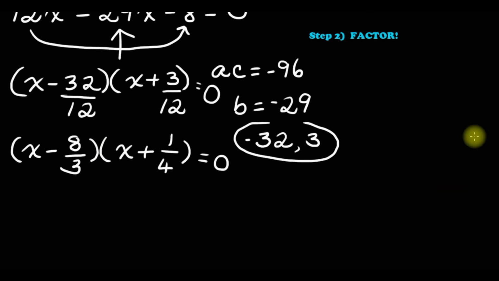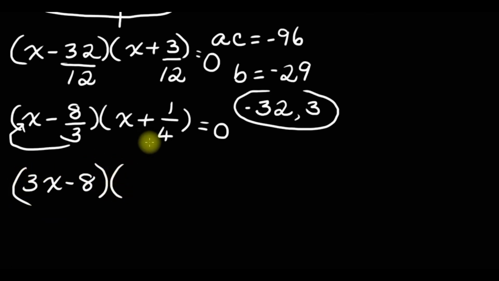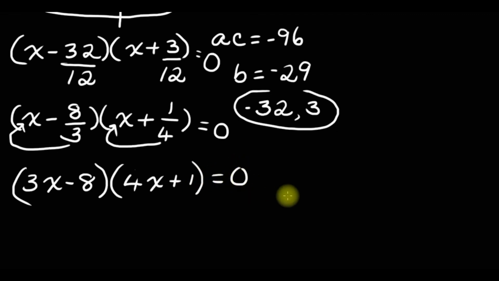Looks like 3 cannot go into 8 exactly, and 4 cannot go into 1. So what's going to happen is the 3 is going to come to the front. So what do we have? We have 3x minus 8. That's one of the factors. And what's the other factor? Tell me, what's the other factor? Well, if you say 4x plus 1, you are correct. Good job. And then that equals 0. So that's step 2.